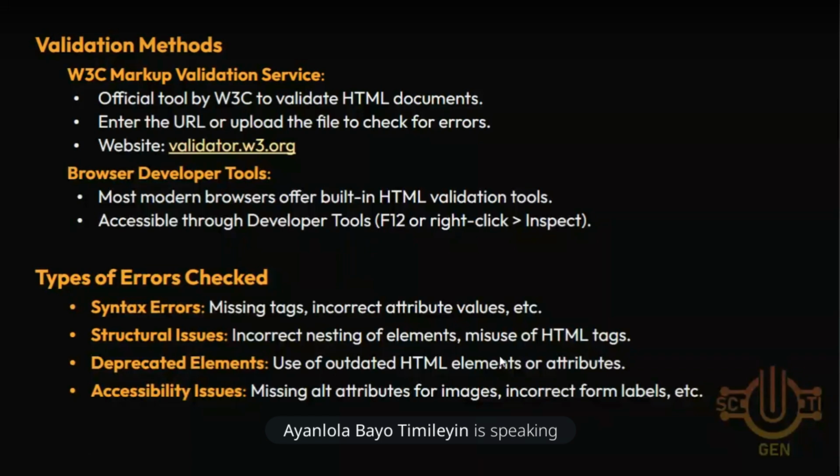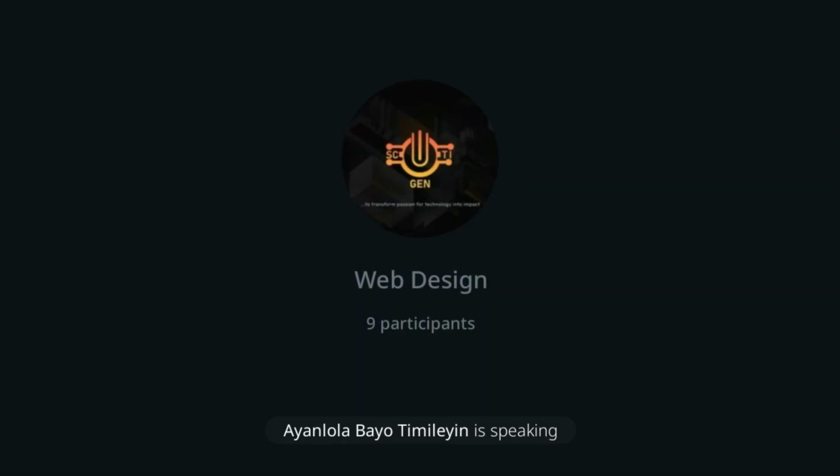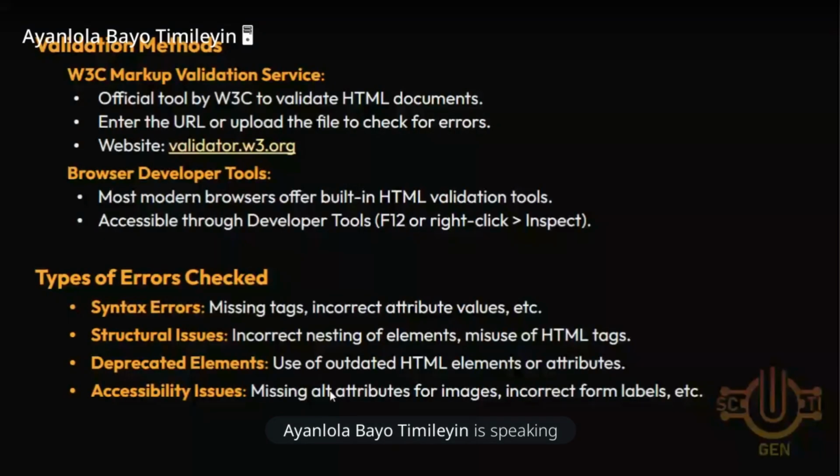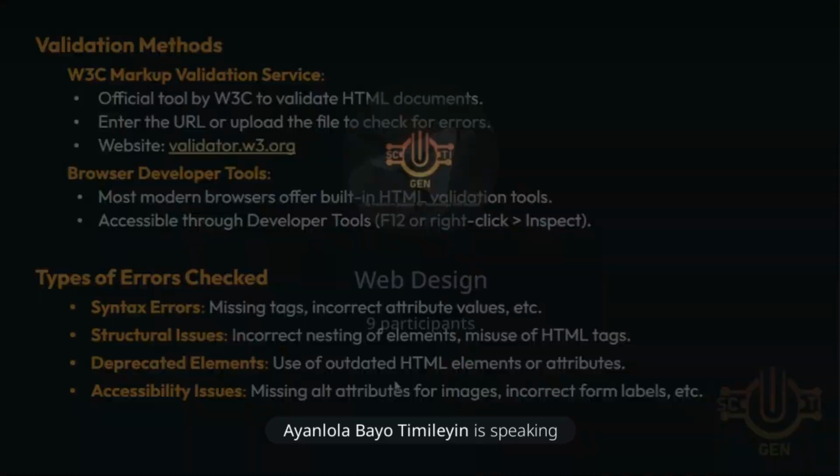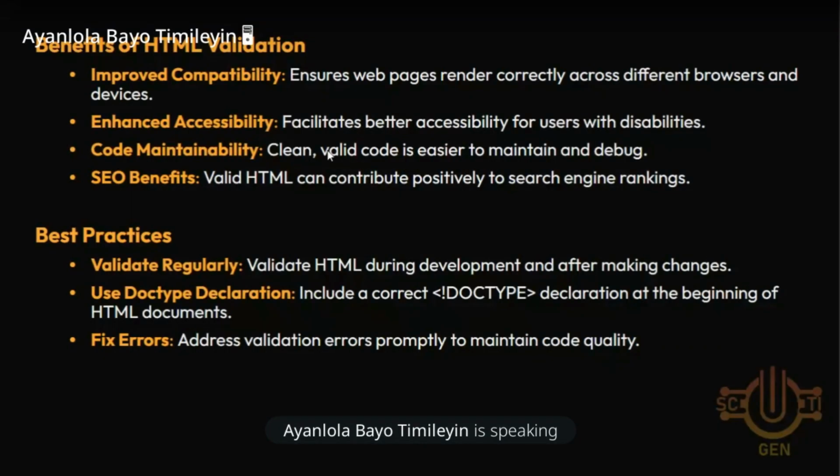All right, and then accessibility issues. So missing alt attributes for images, incorrect form labels, and so on and so forth. All right, so if you use the img tag without the alt attribute, if you try validating such a document, it's going to throw an error, right? So benefits of HTML validation, obviously it improves compatibility, enhanced accessibility, code maintainability, and SEO benefit as well, right?